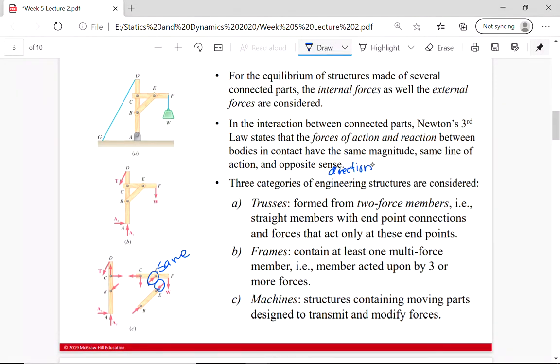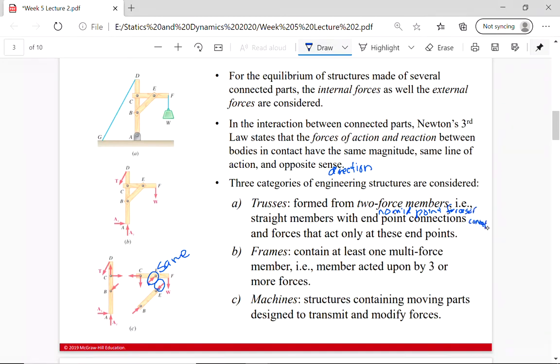Structures can be classified into three different forms. Trusses, which we're going to study in this lecture, form two force members. So that means they are straight members with only their endpoints as connections. So no midpoint forces or connections.